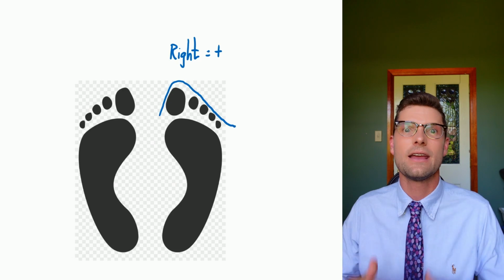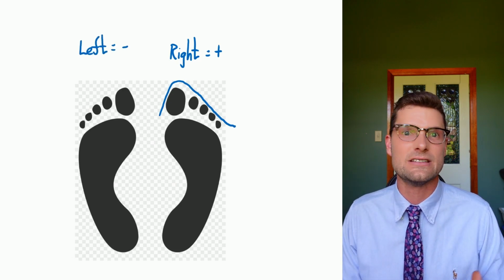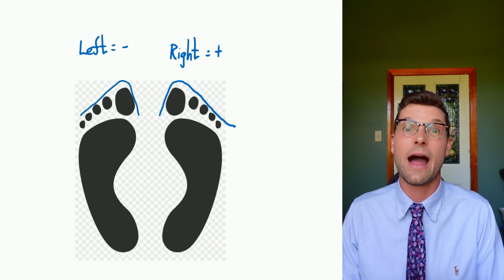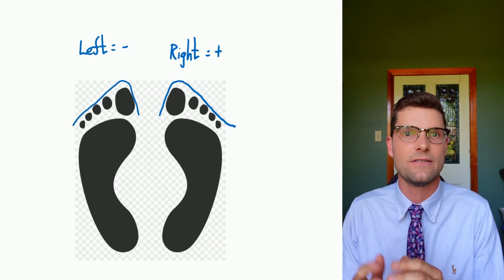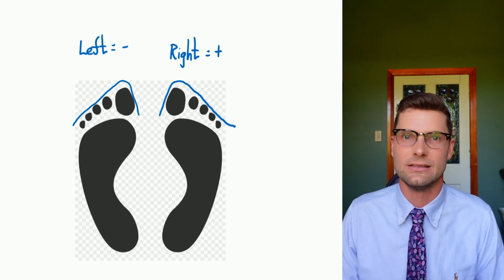So right foot is positive, and then on your left-hand foot, the exact opposite. We're saying left here is negative. The big toe in the middle has the highest frequency towards the positive side of that foot, and the bell curve has the tail going towards the left again.